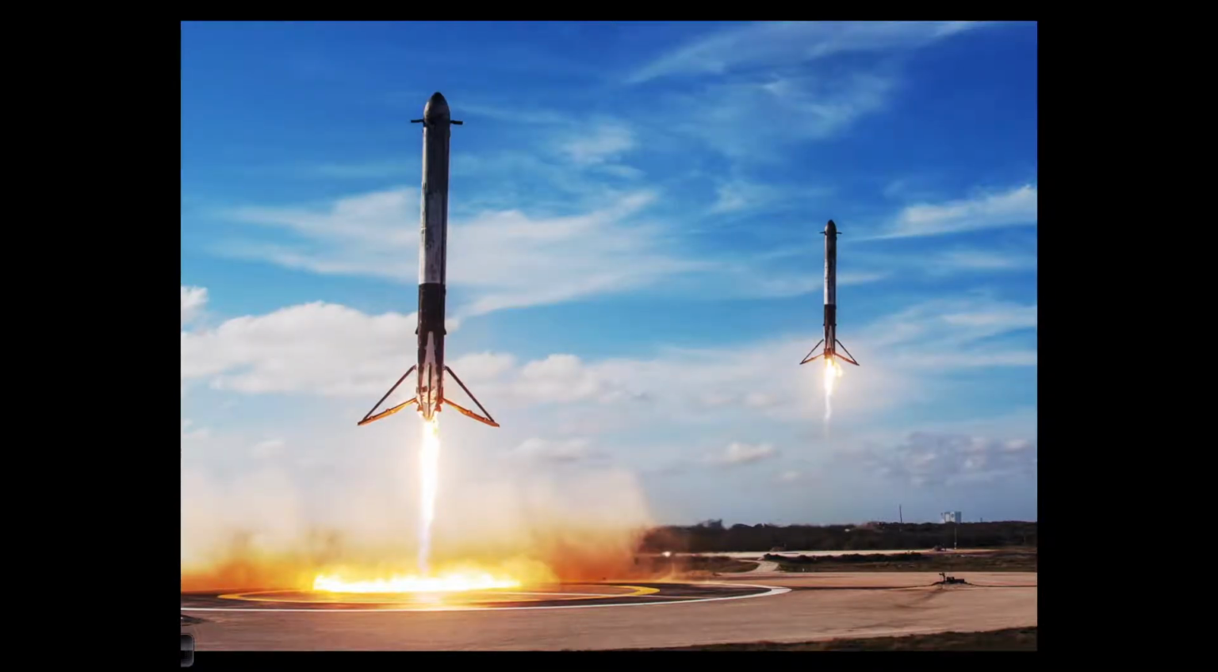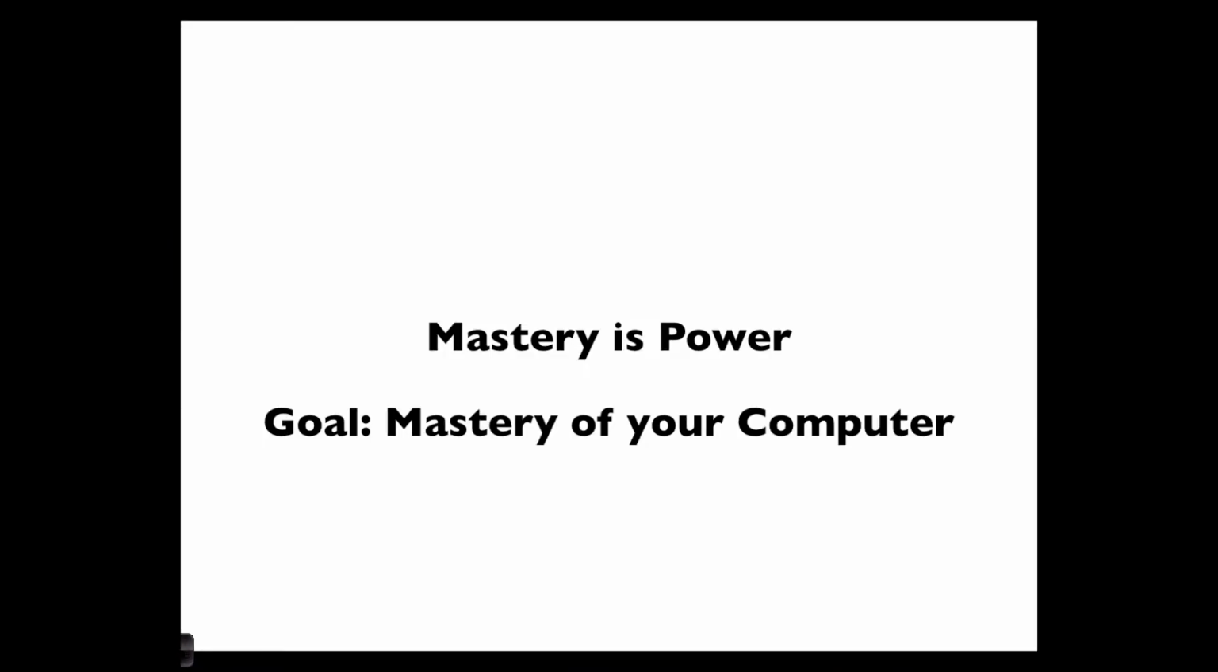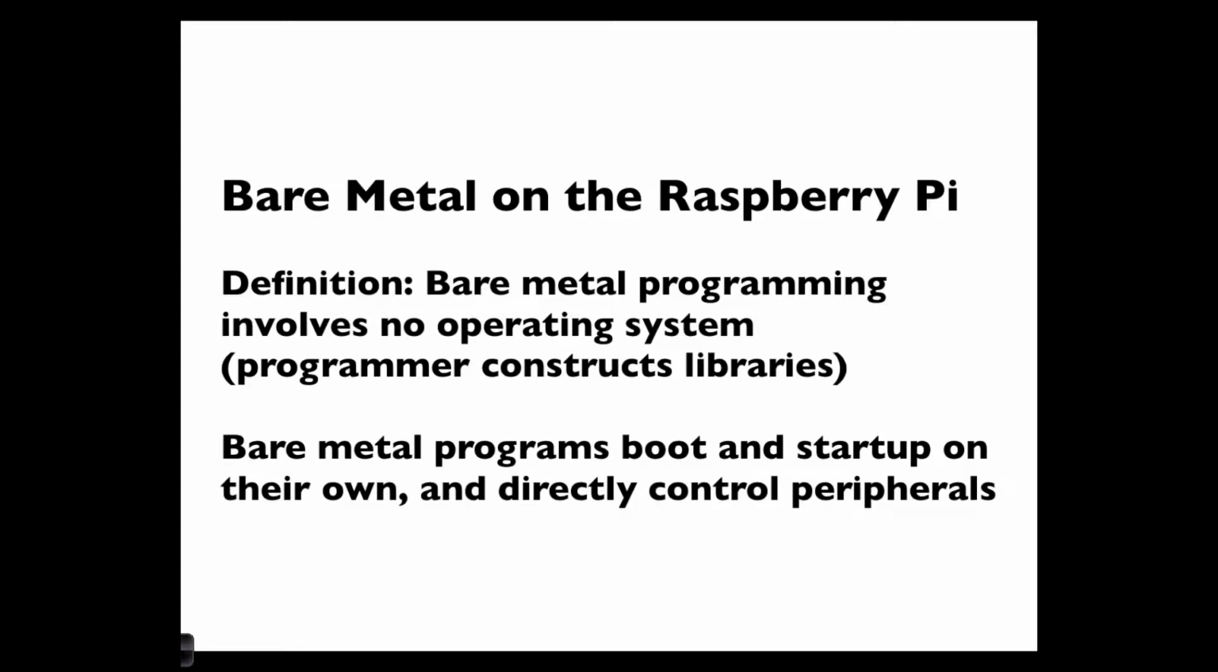There they are landing. A picture of that. And I think the fact that they had the baby one coming in too is awesome. Okay, what does this all mean? Well, mastery is power. If you master your computer and building things for it, okay, you can land rockets, okay? And it all comes down to understanding those sorts of things.